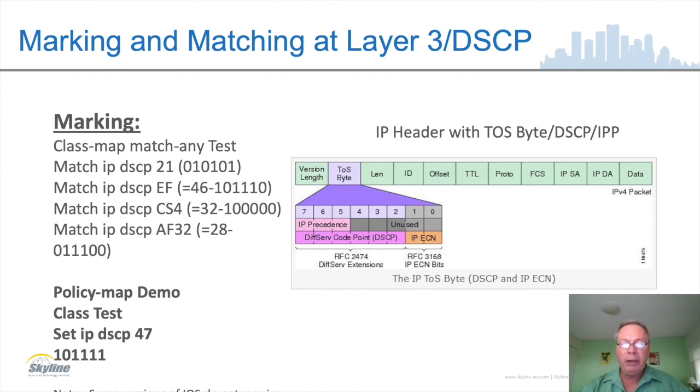And then AF32, right, equals DSCP 28, which looks like 011100. You see, those first 3 bits look like 3, and the first 2 look like a 2, and we don't count the last one in that. I mean, in terms of the AF doesn't use the last bit.